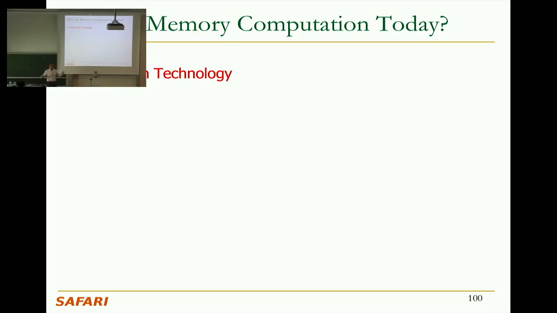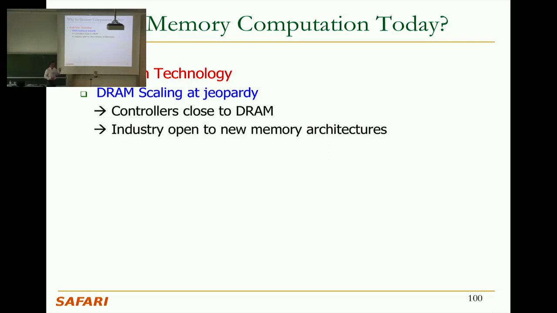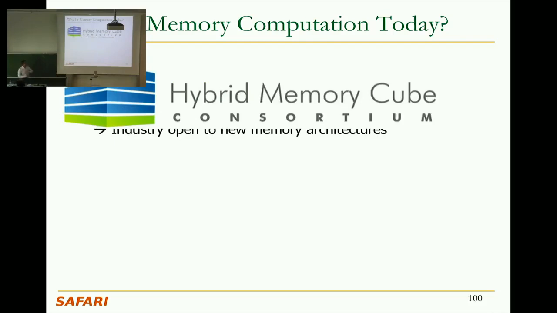We have a huge push from the technology. We're not able to scale memory easily. As a result, industry is finally open to new architectures, and they've actually been designing new architectures that look like this. Basically, you have a controller, a logic layer, underneath memory layers over here. That's the hybrid memory cube. High bandwidth memory is very similar.